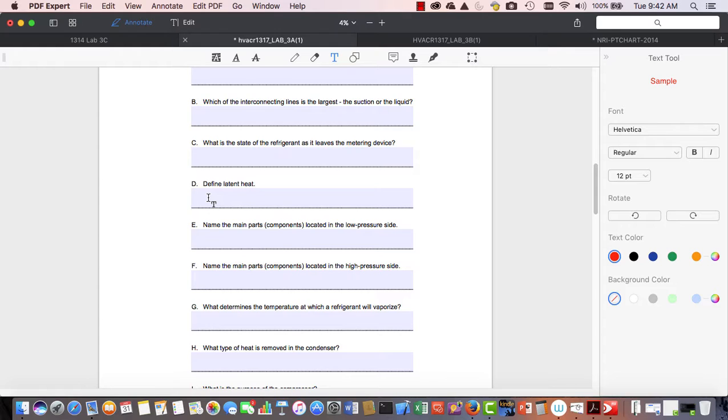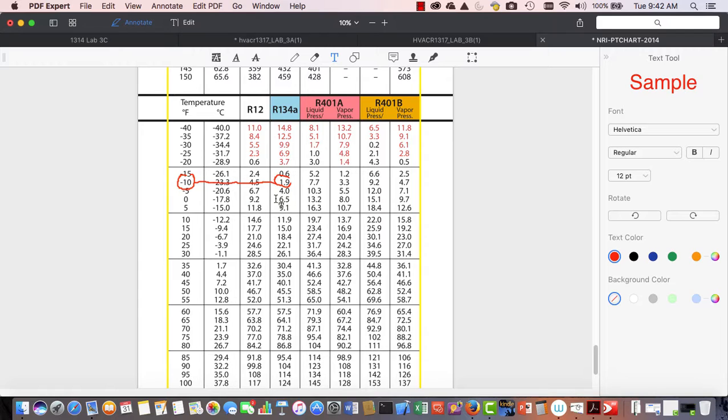What determines the temperature at which a refrigerant will vaporize or boil off? It's the pressures. When we look at the temperature pressure chart right here, this is telling you at what temperature my boiling point will occur because of the pressures. Temperature pressure chart. Okay.